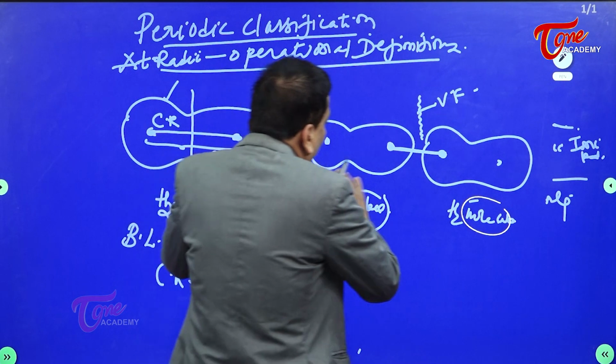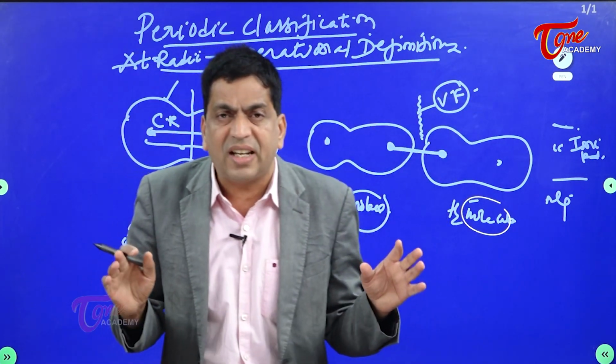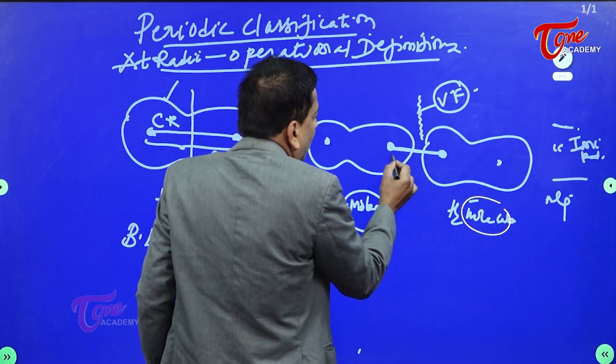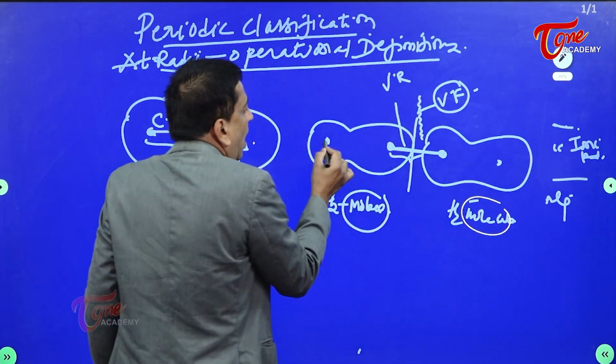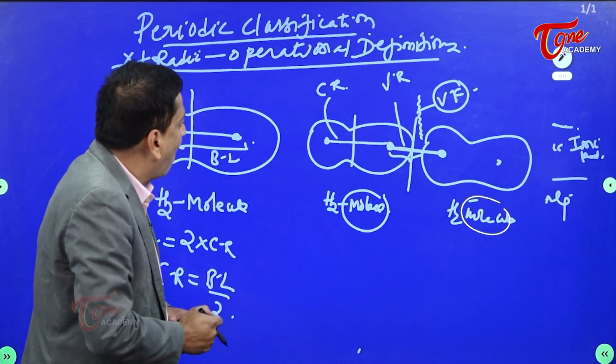So they are very close and you have a van der Waals force between them, right? Once the van der Waals forces are existing, you take the internuclear distance between these two and make it half. This is the van der Waals radius, and if you compare this with the covalent radius, you must understand, right?